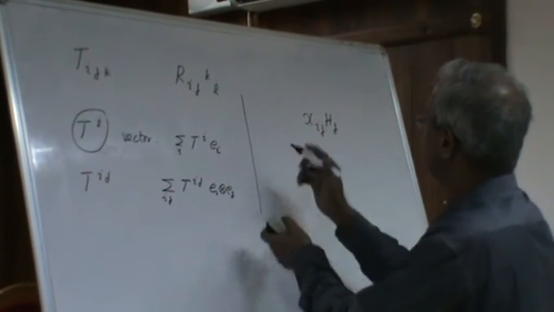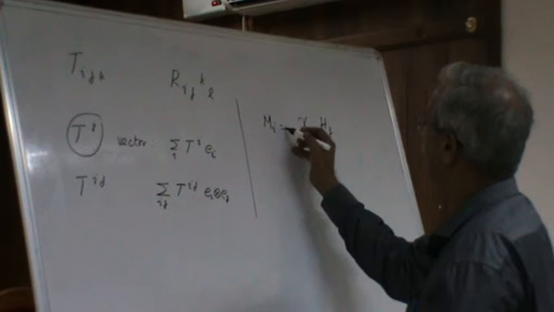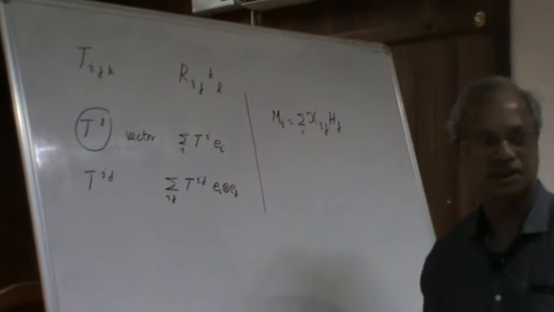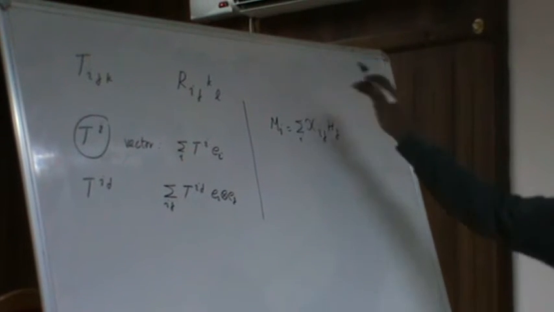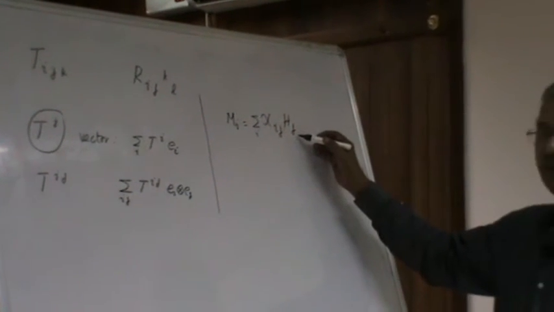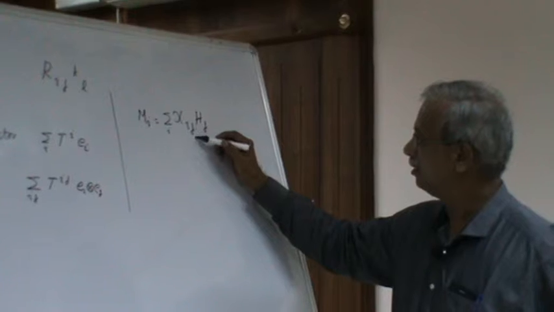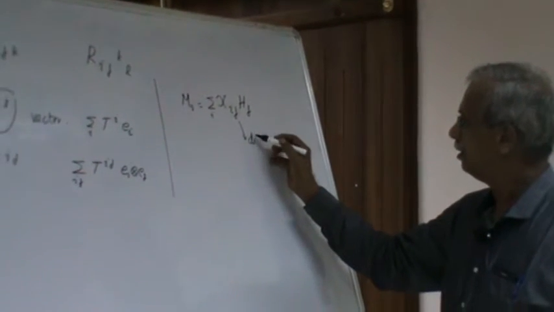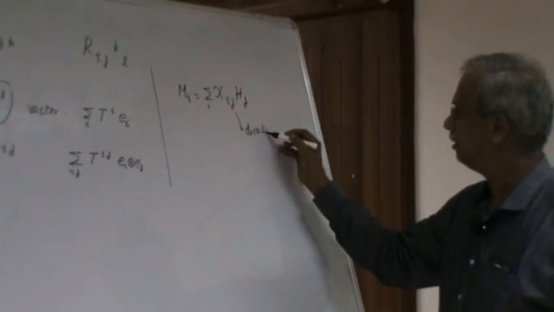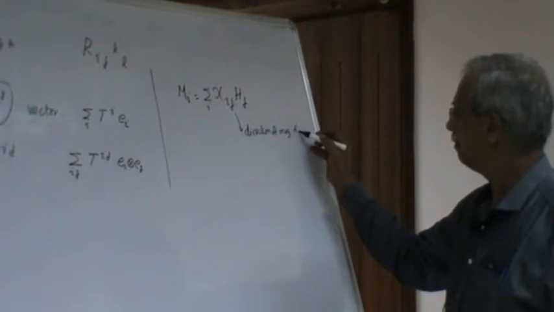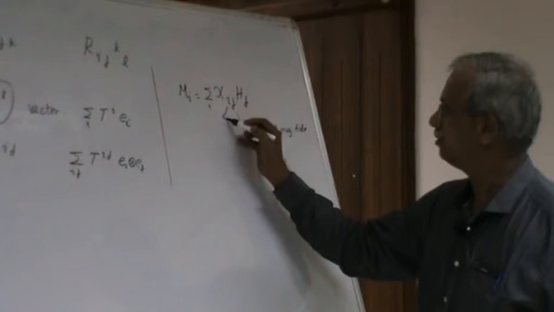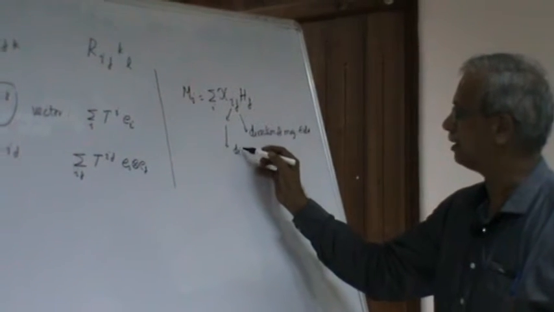Magnetic polarization is given by an expression like this. Are you familiar with this? Magnetic polarization. So this is the magnetic susceptibility, and this is the applied magnetic field. So this index refers to the direction of the magnetic field, and this refers to the direction of magnetization.